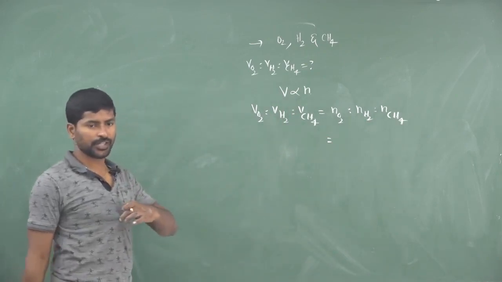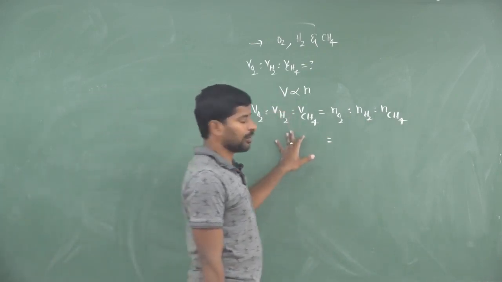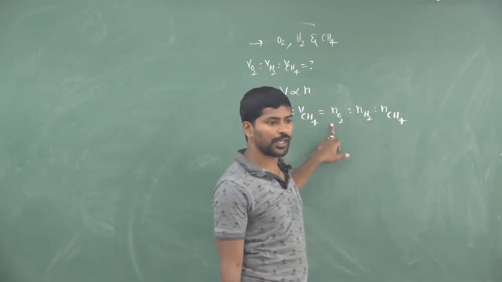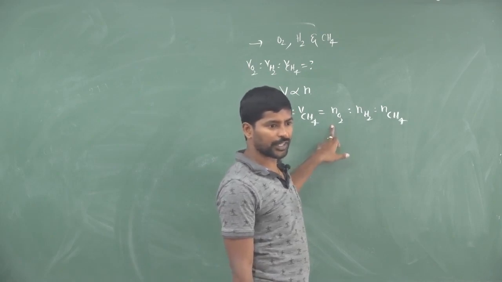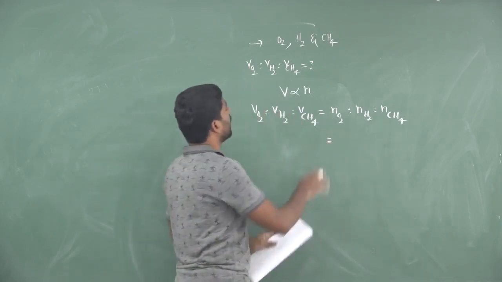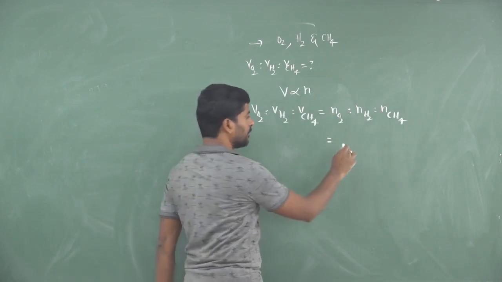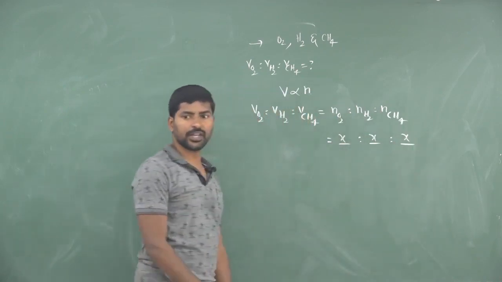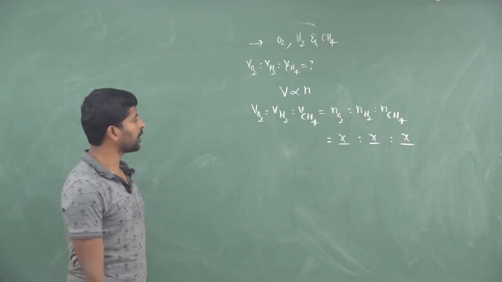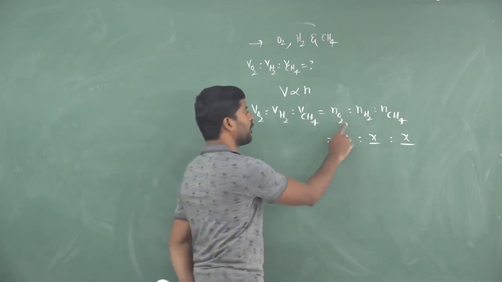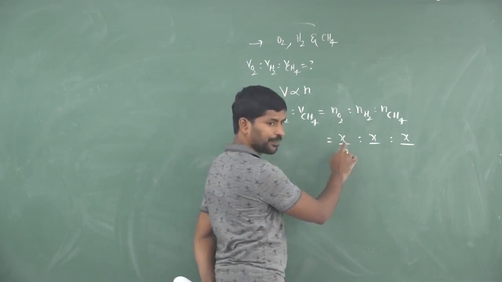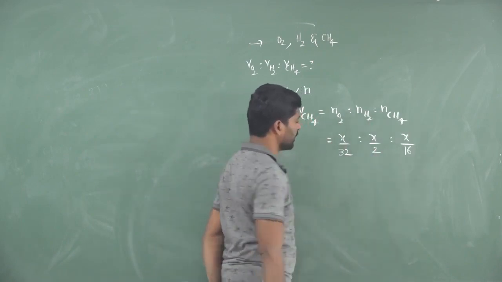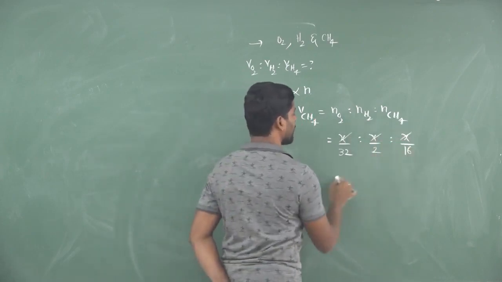V is directly proportional to n. So the ratio of volumes is nothing but the ratio of number of moles. Number of moles means weight by gram molecular weight. What is the weight of all these three? The same is given, for example, X. That means I am taking X for all three. What about their molar masses? What is the molar mass of oxygen? 32. Hydrogen 2. Methane 16. X gets cancelled.